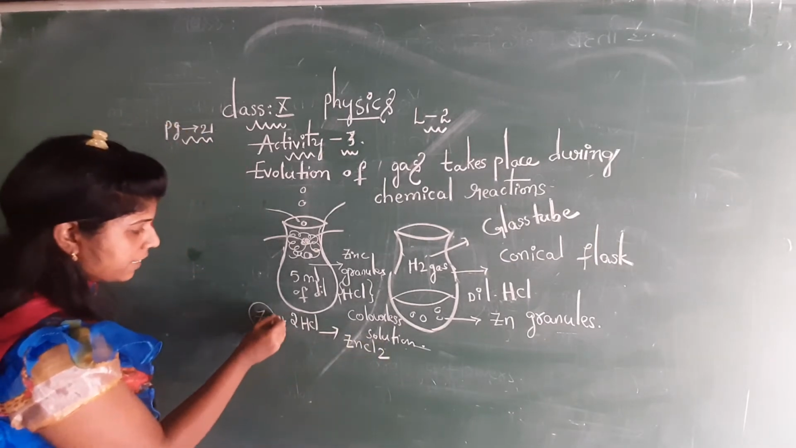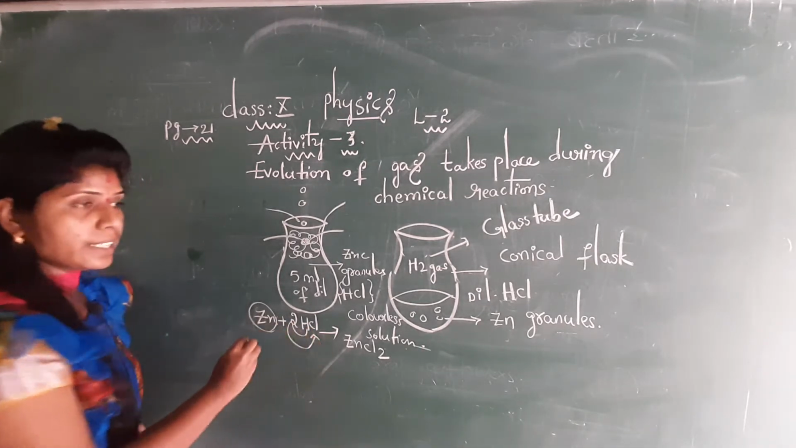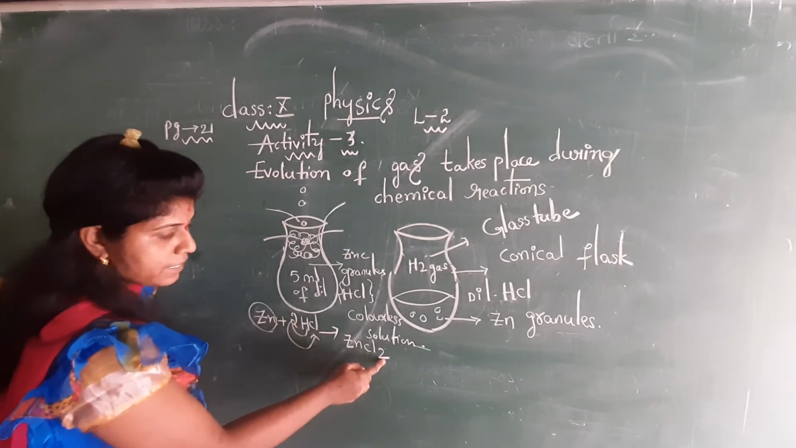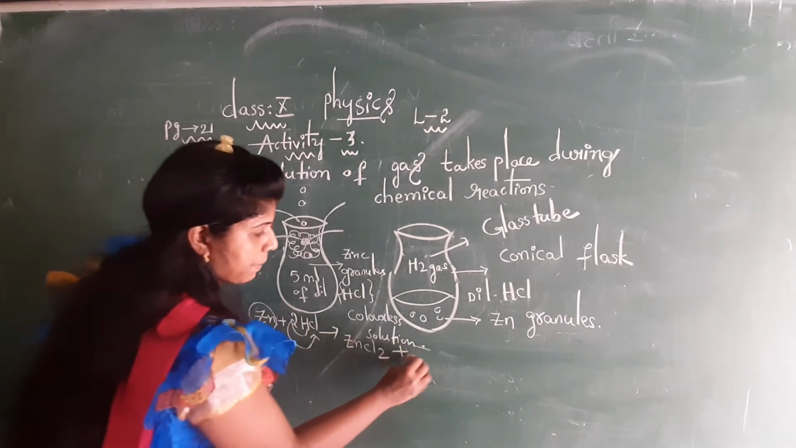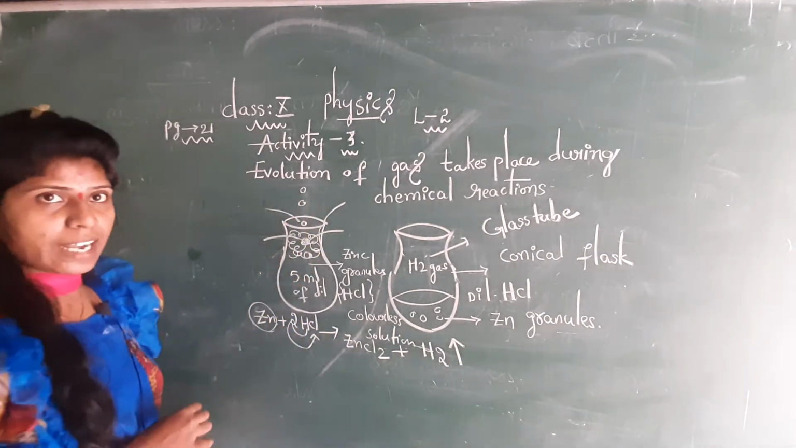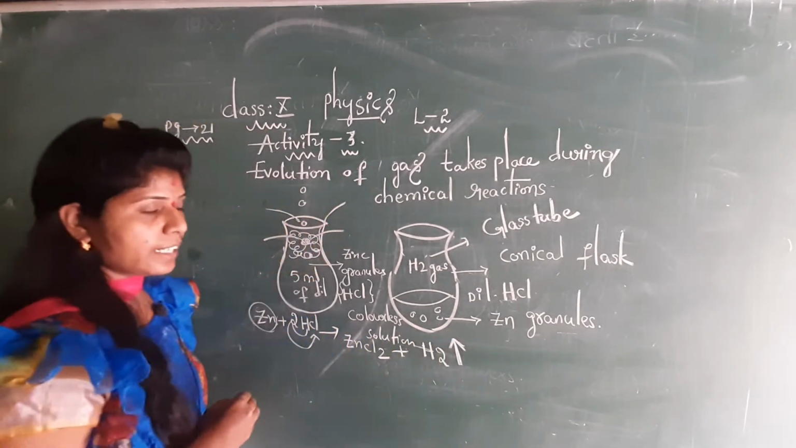Here zinc is present. Here 2 hydrogens are present, and 2 chlorines are present. Then zinc chloride has 2 Cls, right? So we write ZnCl2. Zinc chloride plus hydrogen gas is liberated. How can we say hydrogen gas is liberated here?